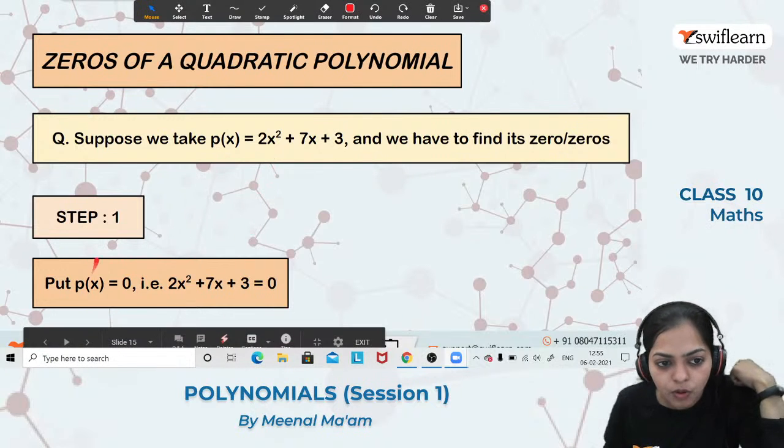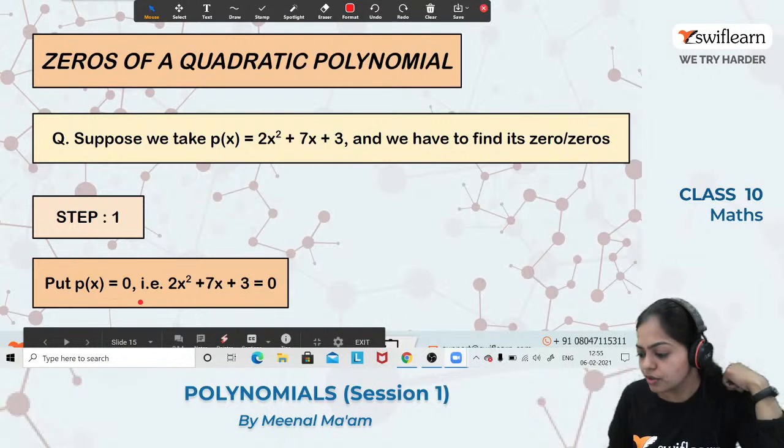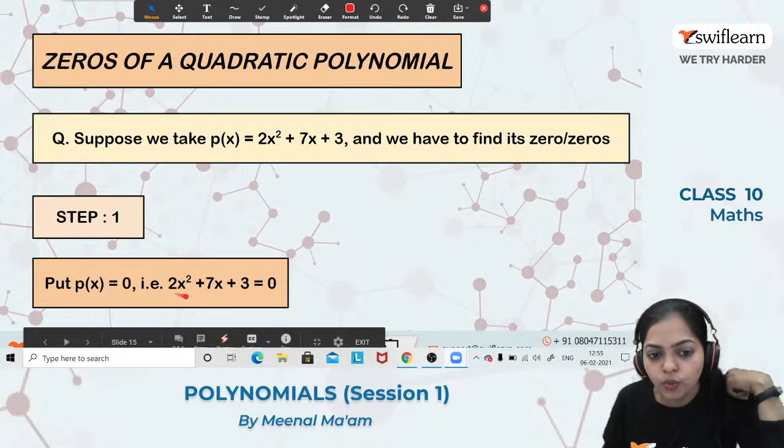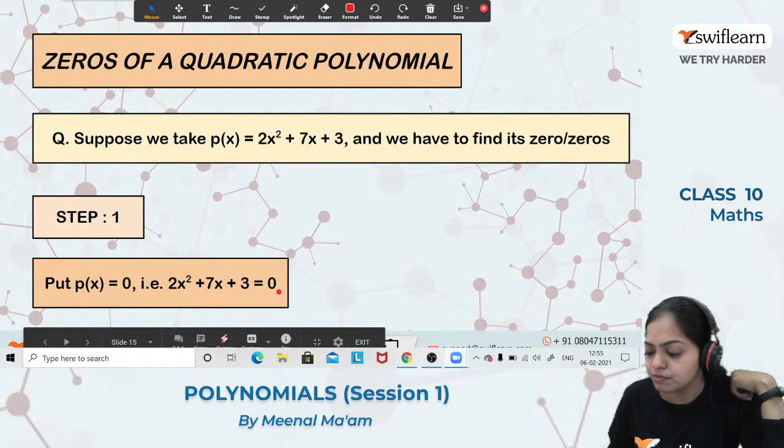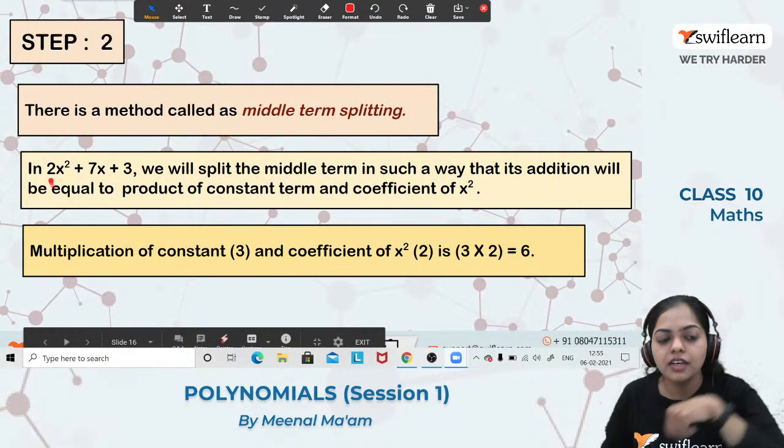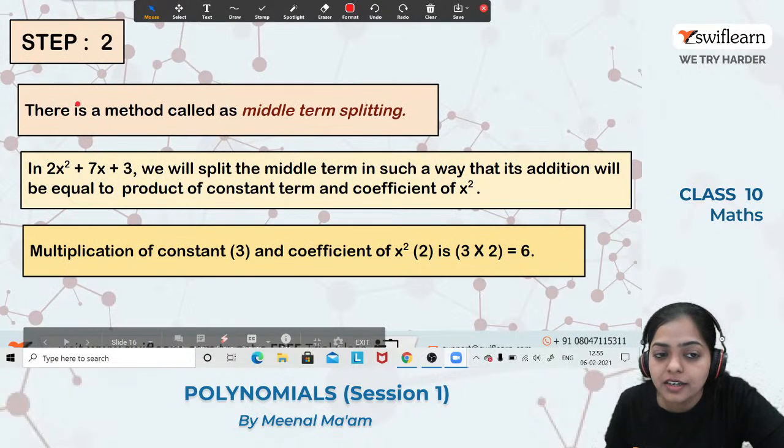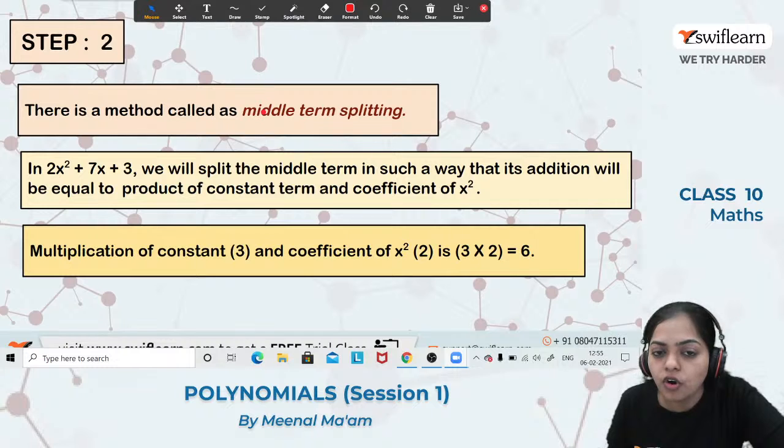Now, what will be the first step? First, we have to put px equal to 0. So 2x square plus 7x plus 3 is equal to 0. Now, what is the next step? There is a method called middle term splitting. So we have to split the middle term.